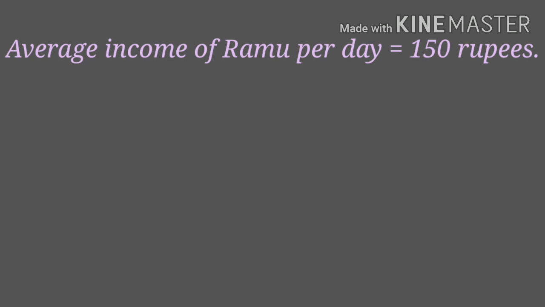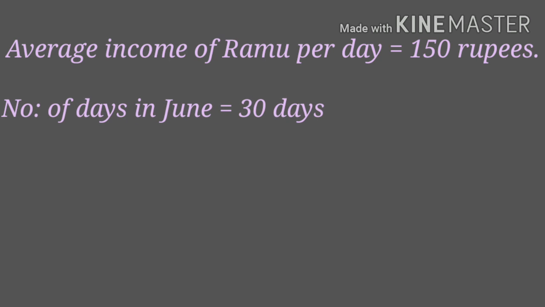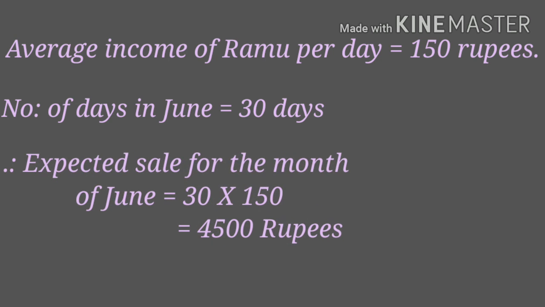Average income of Ramu per day is equal to 150 rupees. We know that the number of days in June is equal to 30 days. Therefore, we can say that the expected sale for the month of June is equal to 30 into 150 rupees, that is equal to 4,500 rupees.